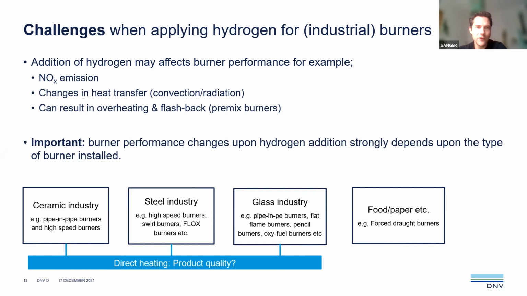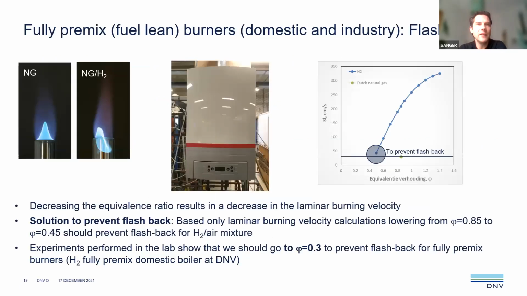Very roughly, you can divide these burners into two categories: premixed burners and non-premixed burners, which have completely different behavior, of course. If you look at the premixed burner, where fuel and air are premixed before you combust it, there you see the risk of overheating and flashback, which is an issue. And what we did for these types of burners is the following.